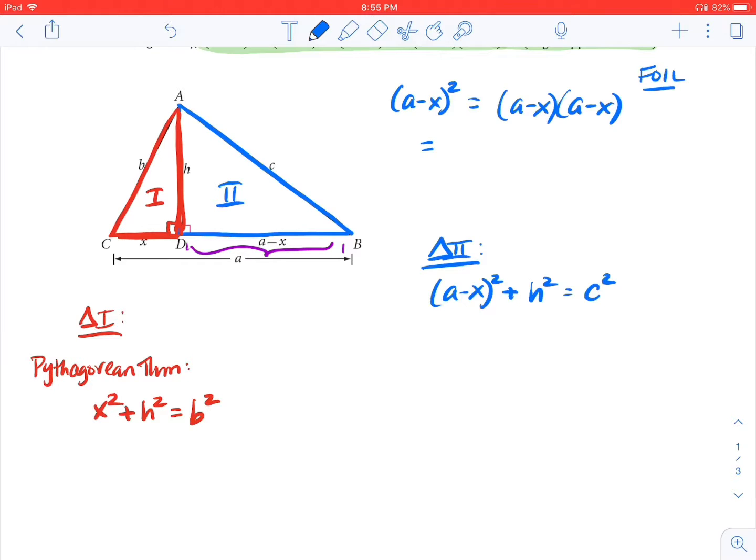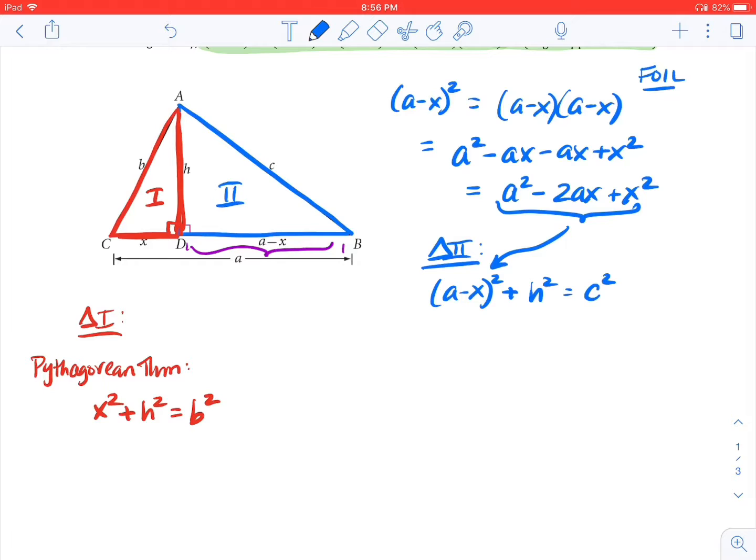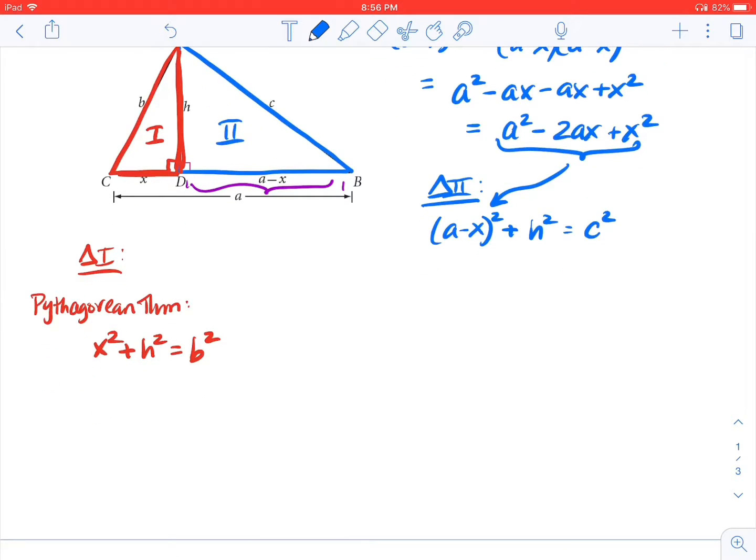So multiply the firsts, a times a is a squared, the outers minus a times x, the inners minus a times x, and the last plus x squared. And then finally, I'm going to do some combining of like terms. A squared minus 2ax plus x squared. And that's the thing that will substitute in place of that expression we have right there.